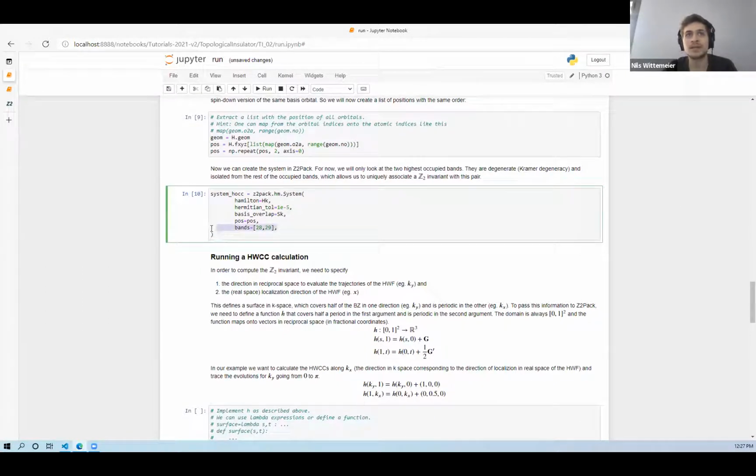And then at the end, we're going to add the other bands as well. If you want to really characterize the material, it's important that you calculate the Z2 invariant for all of the occupied bands, not just the topmost or something like that.